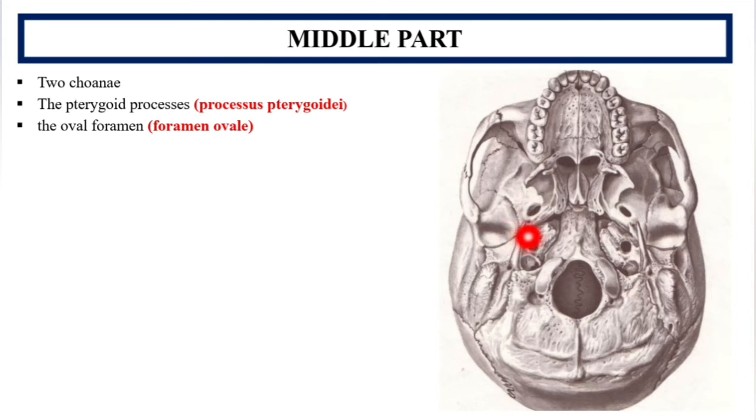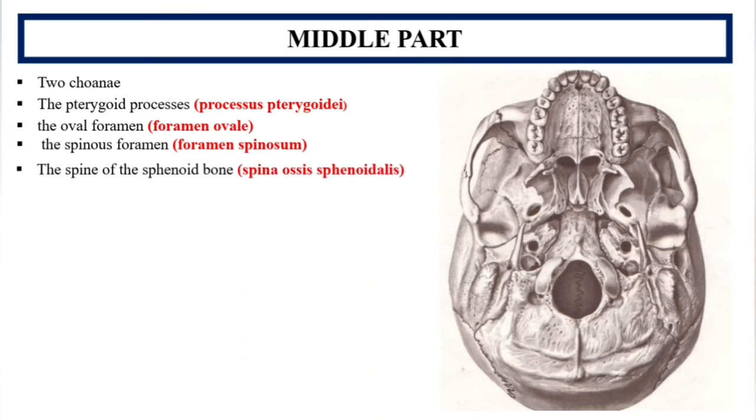And just below it, right above my pointer, you can see another foramen. It's called what? The foramen spinosum, right? Foramen spinosum. Next, you see the spine of the sphenoid bone, right? But you can't see it here exactly. But if you cut this styloid process, you can actually see it here, the spine of the sphenoid bone. Then there is a groove for the auditory tube, sulcus tubae auditivae, also seen in the middle part.